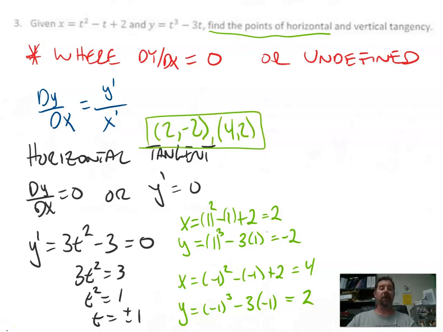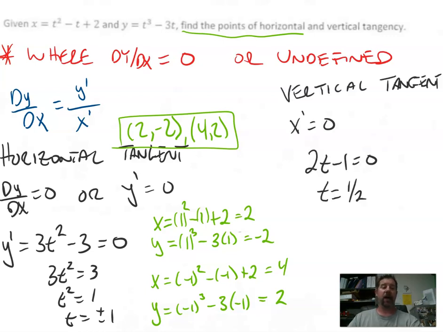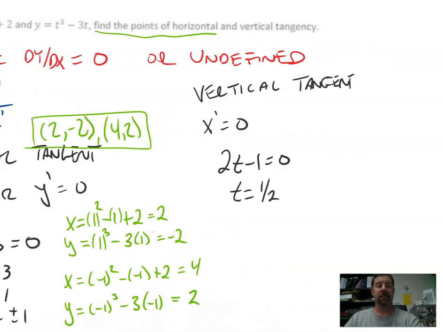Now we've got to go find the vertical tangents, right? So this is where the derivative is going to be undefined, or where the bottom equals 0, x prime equals 0. And so x prime is 2t minus 1, and that equals 0 at t equals 1/2. Slide over a little bit so I've got some room.